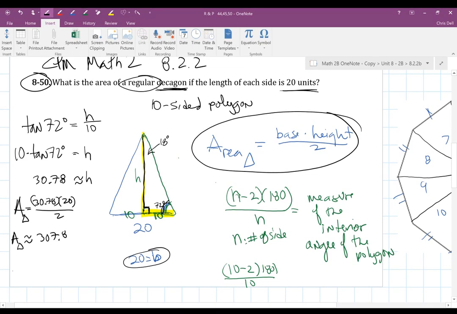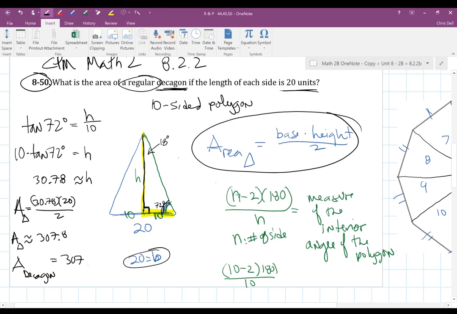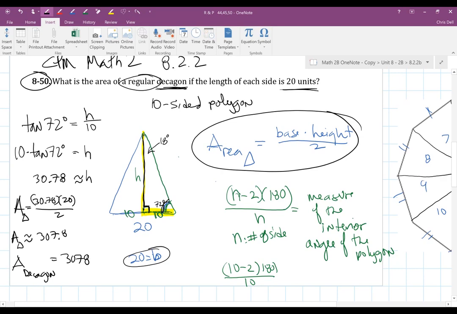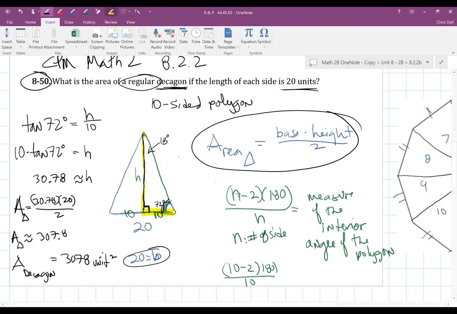So the area of the decagon is going to equal 10 of those. So it would be 3,078 units squared. I don't know my units, so I'll just write units squared. So there is the area of the decagon. And that process can be used on any polygon, whether it's 10 sides or 8, you just have to go through the same process each time. It'll give you different numbers, different angles, but that's how it's done. All right, there you go.